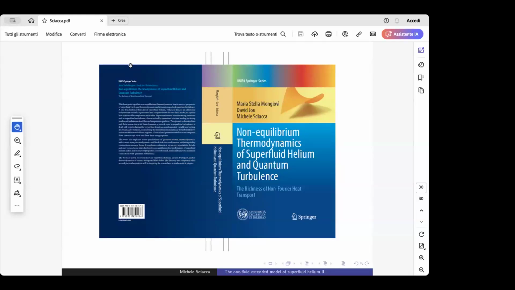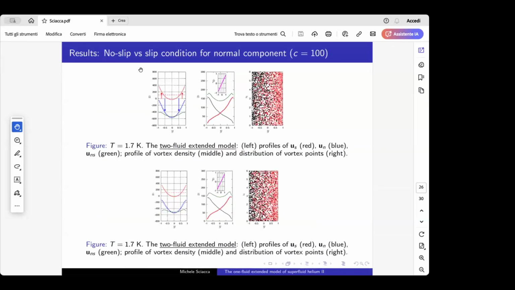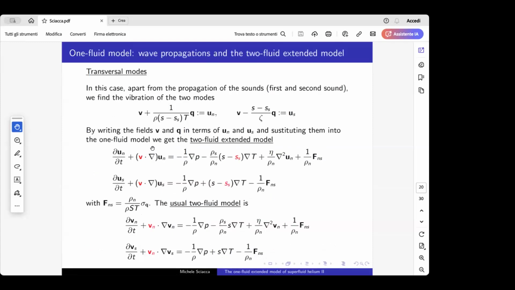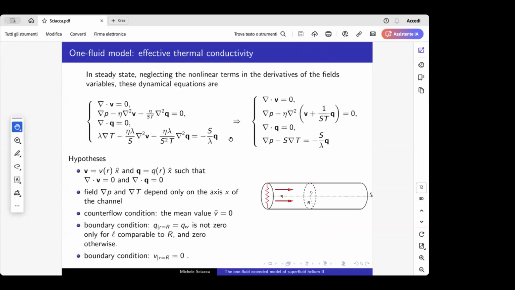So let me be controversial, right? Because why not? Once you introduce the telegraph-type equation for the heat flux, is it not the case that you are dynamically introducing two wave components? So in fact, this is a two-fluid model. So there should be a one-to-one correspondence between this and the usual Landau model.